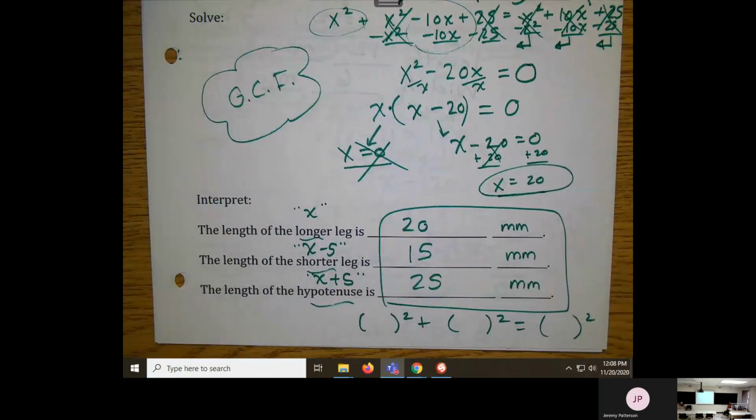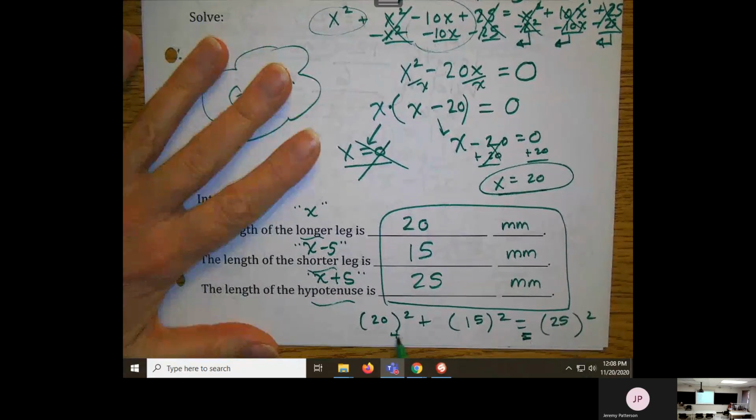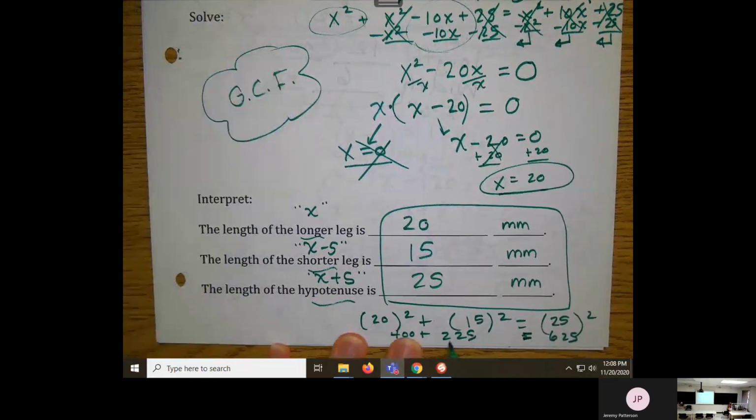And those are easy to check. If we plug them into the Pythagorean theorem, the 25 should go on the side by itself because it's biggest. And 20 and 15 go on the other side. Looks like both sides end up being 625. So it checks out.